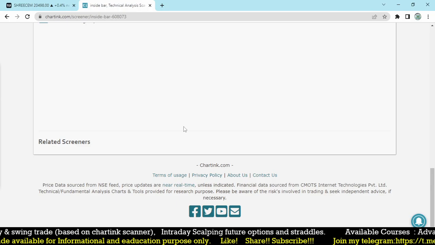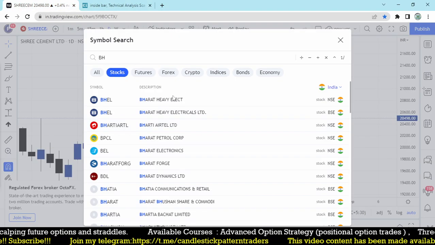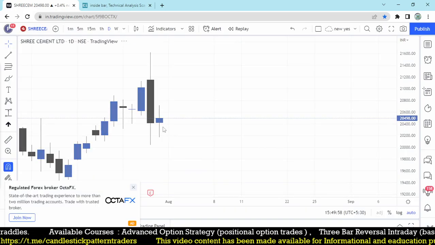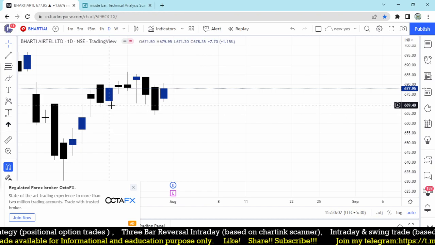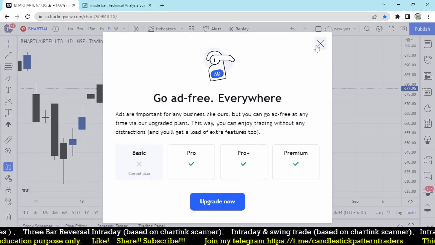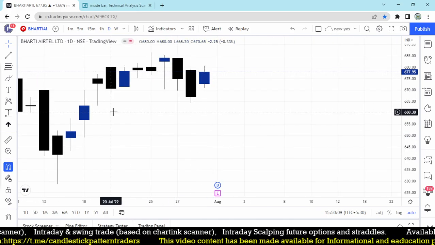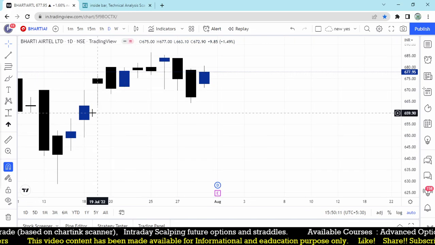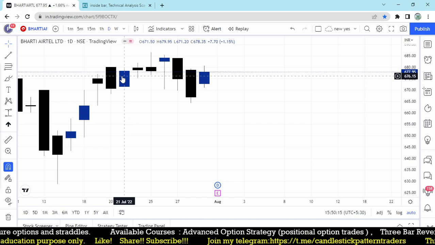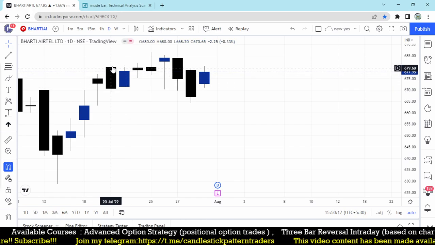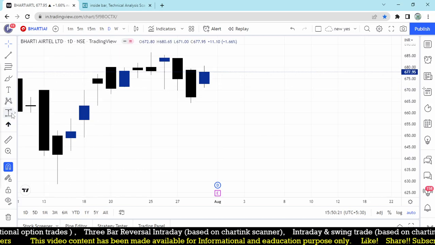On 21st July, we have Bharti Airtel and DLF. Let me go for Bharti Airtel. At what date? 21st. Here is the date. Yes, let's look at this. This was another inside bar, but the next day's candle is totally inside the body of the previous day's candle. It looks like a perfect inside bar.